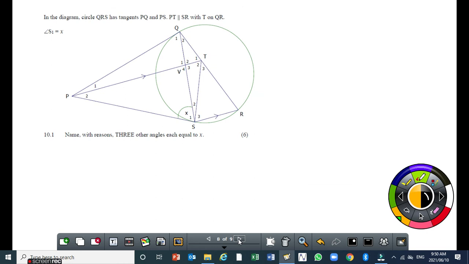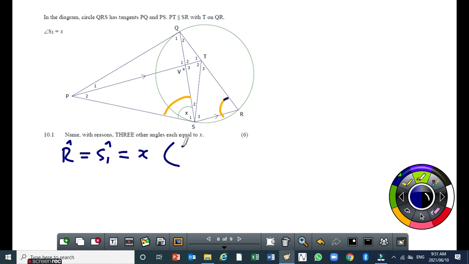Challenging, but it's not. First thing, name three other angles equal to x. This angle here is equal to angle R because of the tangent chord theorem. PS is the tangent and QS is the chord which subtends angle R. So angle R is equal to angle S1, both of them equal to x. The reason is the tangent chord theorem.